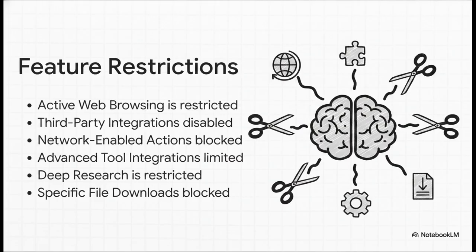Active web browsing to fetch real-time data, disabled. Third-party integrations, plugins, and custom actions, totally blocked. It also heavily restricts network-enabled actions, which basically means the model cannot make API calls on your behalf. Plus, it limits advanced tool integrations, deep research capabilities, and even certain file downloads. So yeah, you're intentionally making the AI much less capable.